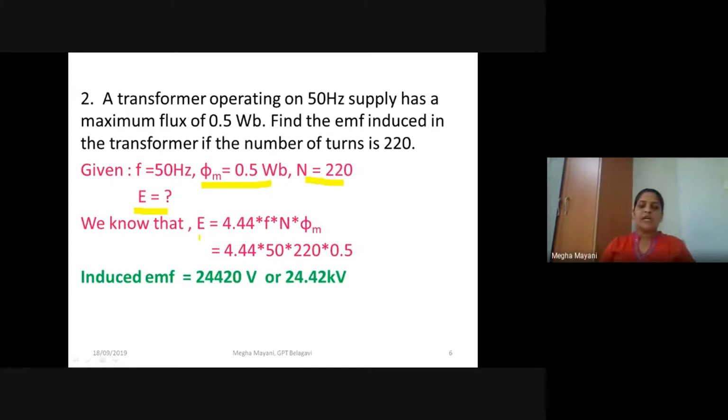Referring to the EMF equation for a transformer, E is equal to 4.44 f N phi m. We know all the values, so substituting in the expression for induced EMF, we get a value of around 24,420 volts, or 24.42 kilovolts. I hope the solution is simple and clear to you all. We can proceed with one more problem.